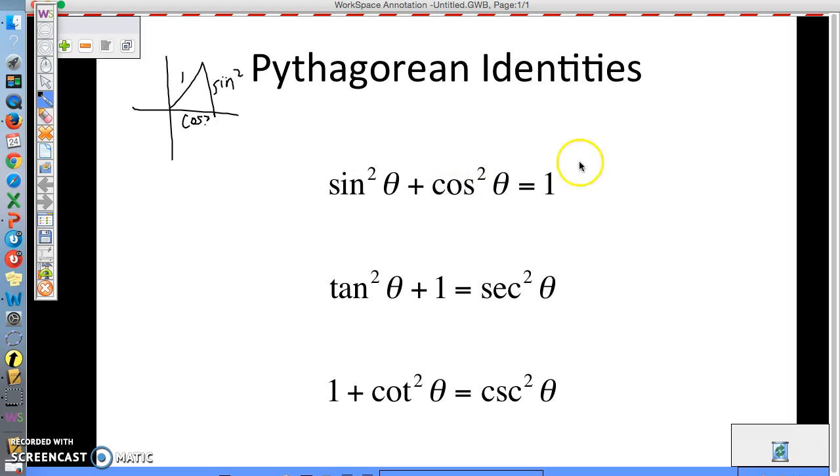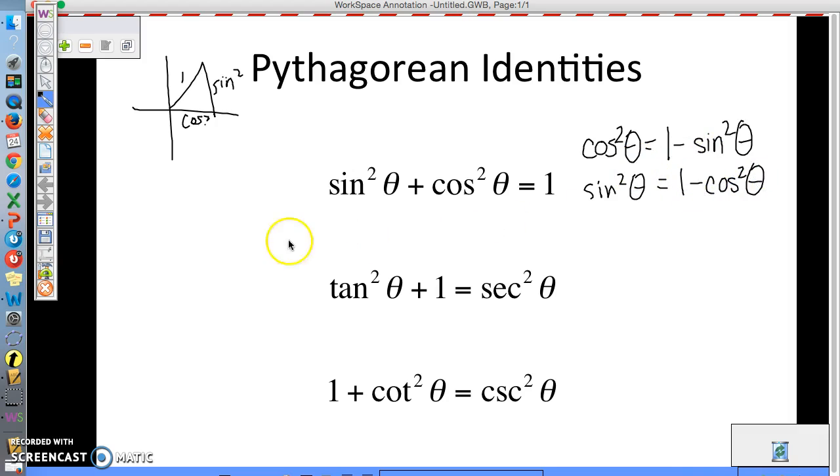Now remember, you can move these around. For example, if I have to solve for the cos squared of theta, that would equal 1 minus the sine squared of theta. The sine squared of theta would move over, and the sine squared would be 1 minus the cosine squared of theta. And then all the rest of these can be derived from what we had above, from this one right here. For example, tan squared of theta plus 1 equals the secant squared.